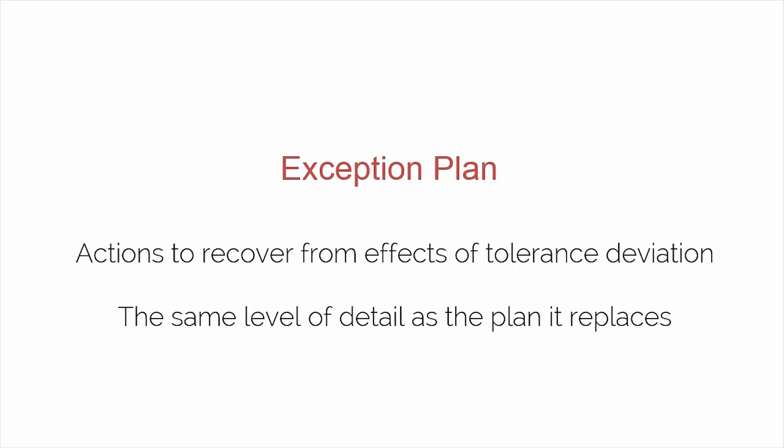The project board needs to approve if the stage plan has to be replaced, whereas the replacement of the project plan caused by project level tolerance deviation must be approved by corporate or program management. An exception plan is prepared to the same level of detail as the plan it replaces.